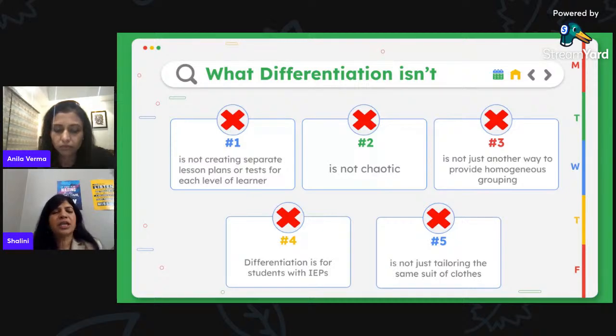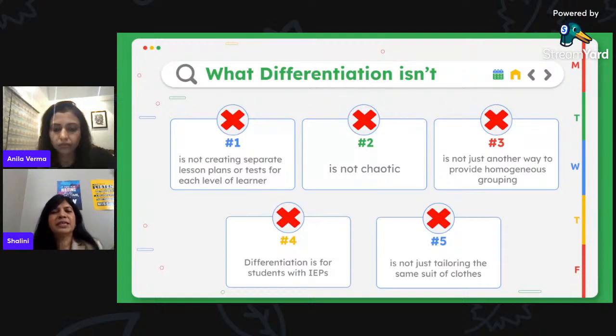Second, it is not chaotic. Many times when we try to plan different activities for different learners, there is so much noise in the class, so much chaos in the class, because children are trying to do their things. They do not have any specific guidelines. So it's very important for us to set some ground rules, be very specific in our instructions, and be very specific about what sequence of activities the children need to follow.